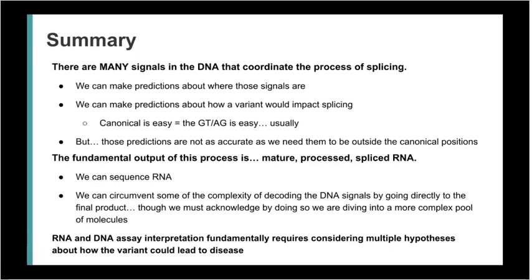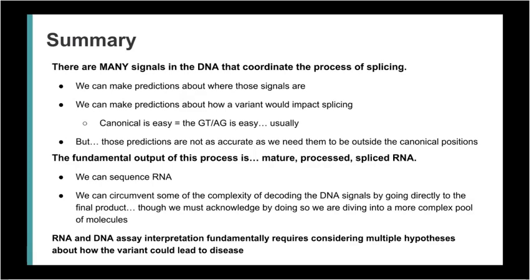So with that, I just want to wrap up what I talked about today. There are many signals in the DNA that coordinate the process of splicing. We can make predictions about where those signals are and how a variant in those positions might impact splicing. Making those predictions at the canonical splice site is pretty easy, but those predictions are not as accurate as we need them to be. And the fundamental output of this process is a mature processed splice RNA.